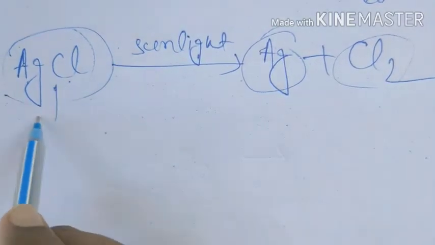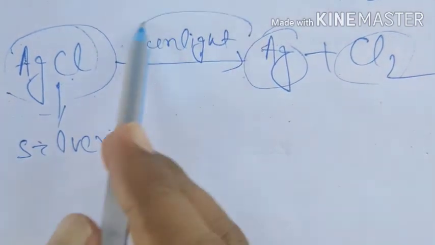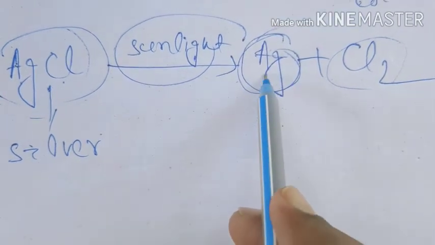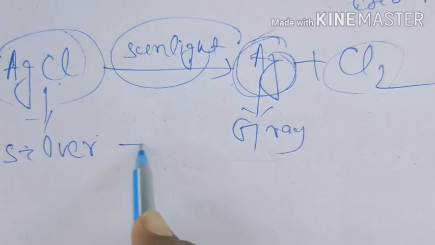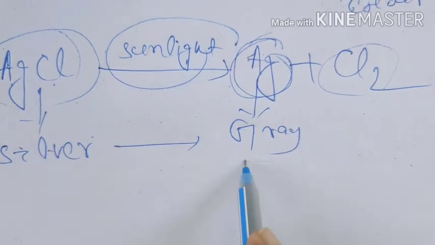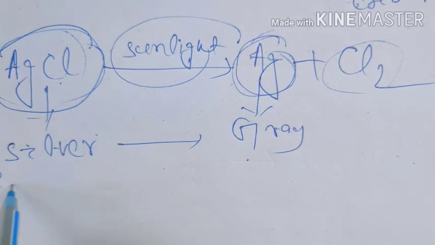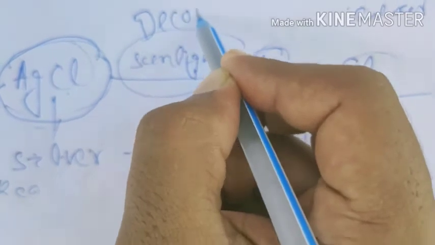Silver chloride is at first white in color, but when sunlight is incident upon it, silver is formed, and that silver is in the form of a grey color. So here the color is changed from white to grey. Here one reactant is converted into two products, so it is also called a decomposition reaction.